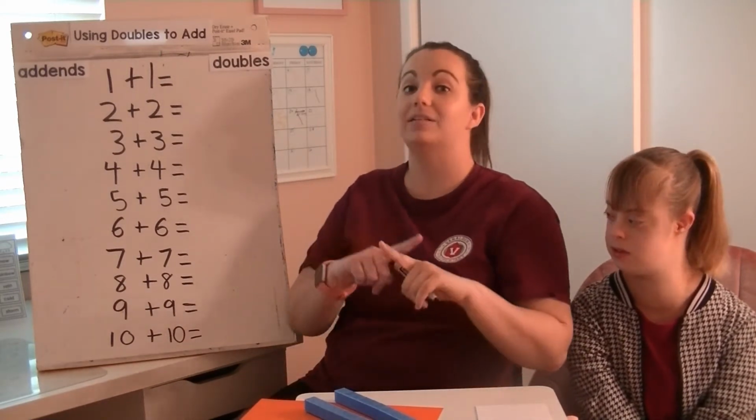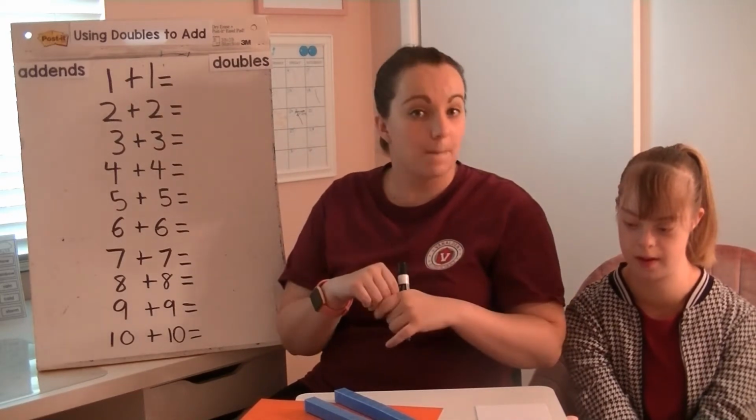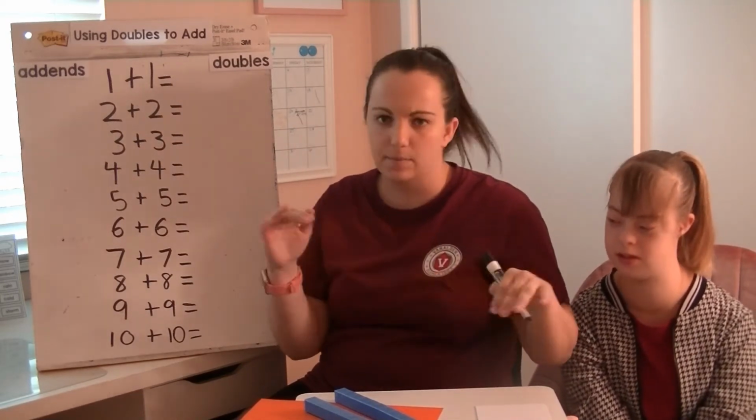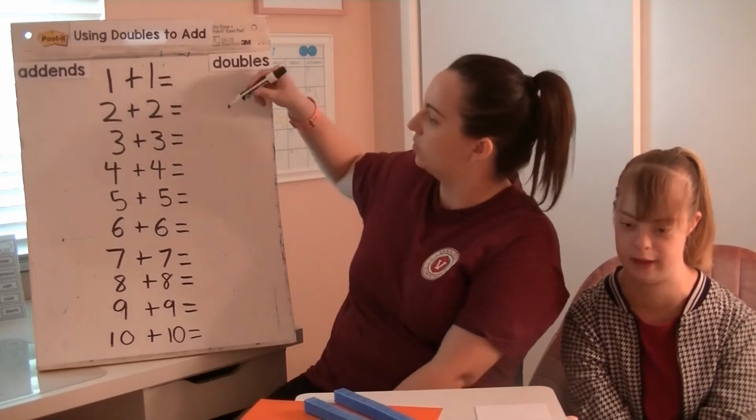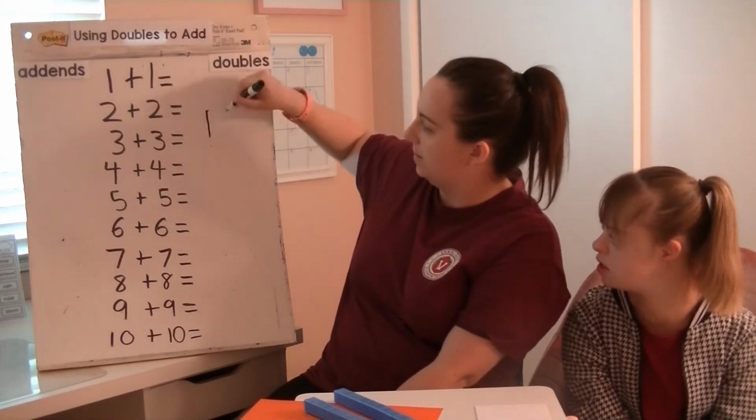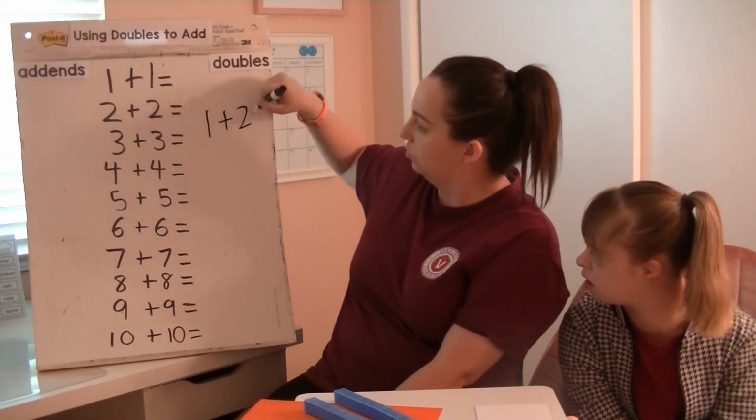Now, if the addends are different, meaning the numbers you're adding are not the same, like, let's say you all of a sudden had 1 plus 2 equals.